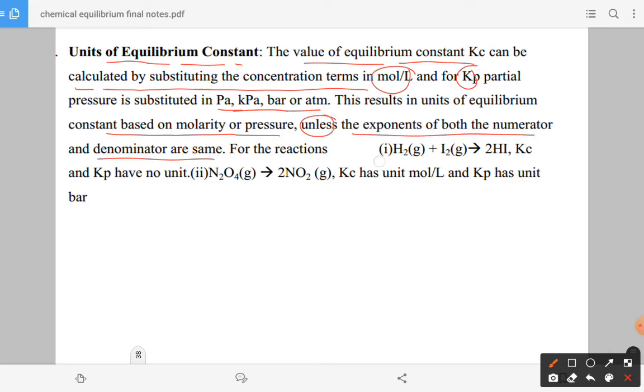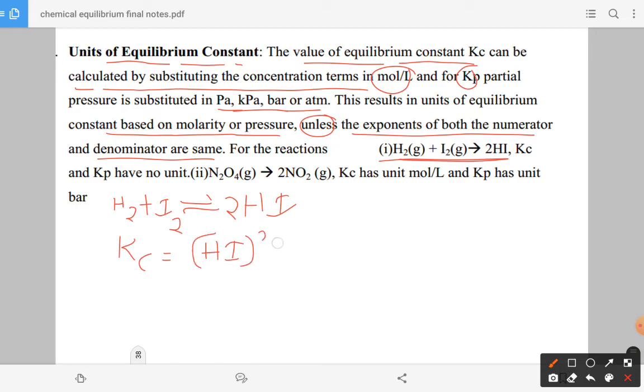What is the meaning? For example, you take this relation: H2 plus I2 gives rise to 2HI. Now if you write the expression for Kc, we have the HI concentration, the product, raised to power 2, divided by the molar concentration of H2 and the molar concentration of I2.